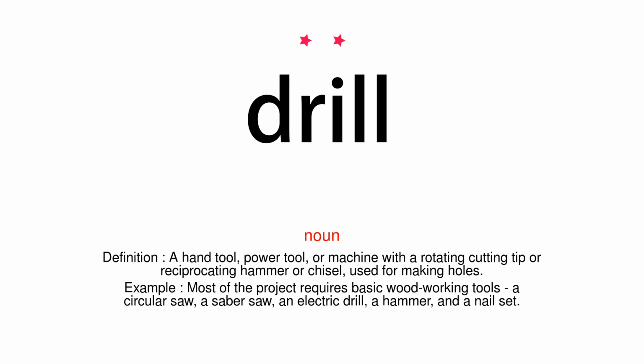Noun. Definition: a hand tool, power tool, or machine with a rotating cutting tip or reciprocating hammer or chisel, used for making holes. Example: most of the project requires basic woodworking tools, a circular saw, a saber saw, an electric drill, a hammer, and a nail set.